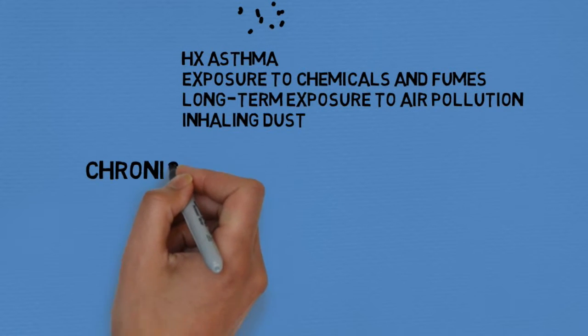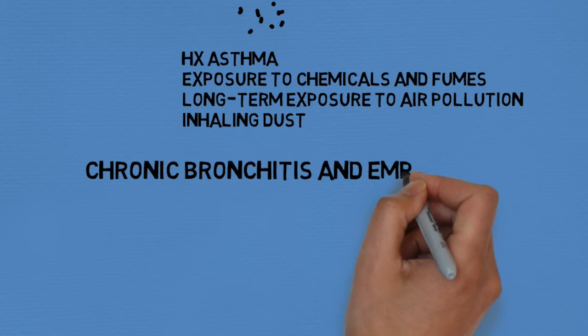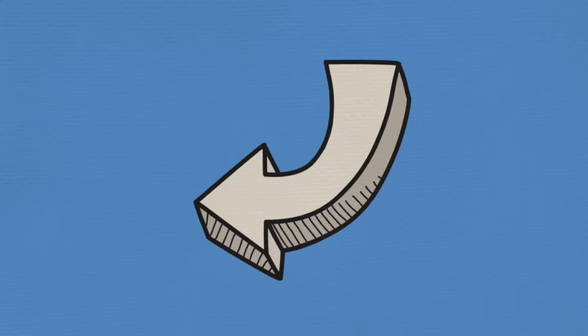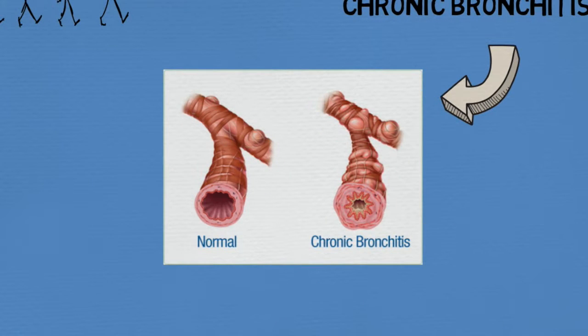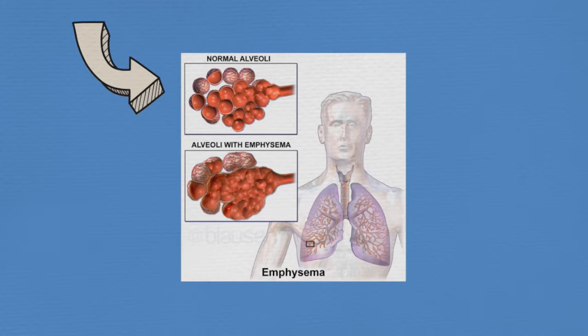COPD is a group of progressive lung diseases. The most common lung diseases associated with COPD are chronic bronchitis and emphysema. In chronic bronchitis, inflammation results in the narrowing of the bronchial tubes and mucus buildup. Emphysema causes the air sacs to collapse and thus disrupts airflow into the lungs.